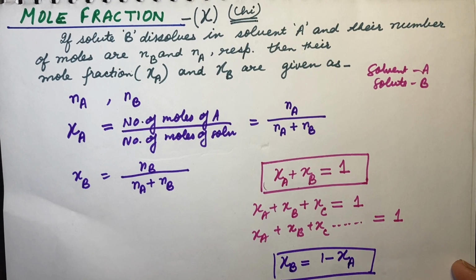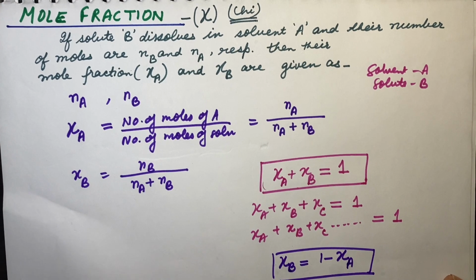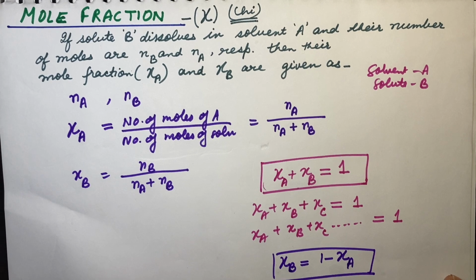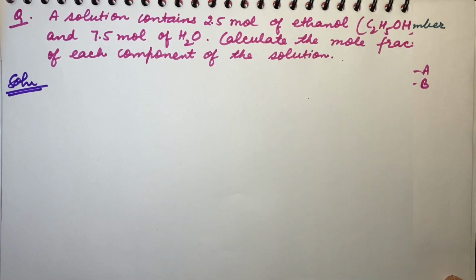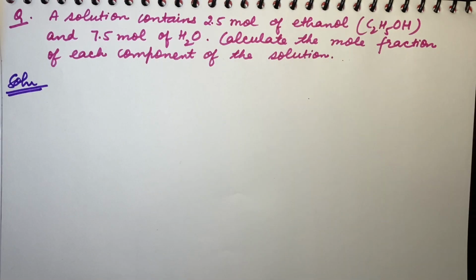Now, keeping in mind these concepts, we are doing a few problems. A solution contains 2.5 moles of ethanol and 7.5 moles of water. Calculate the mole fraction of each component of the solution.